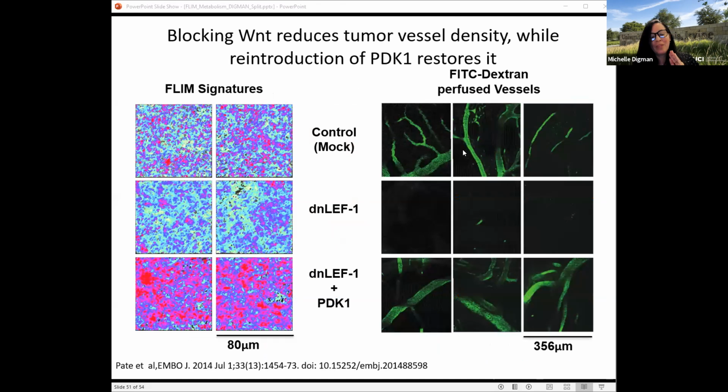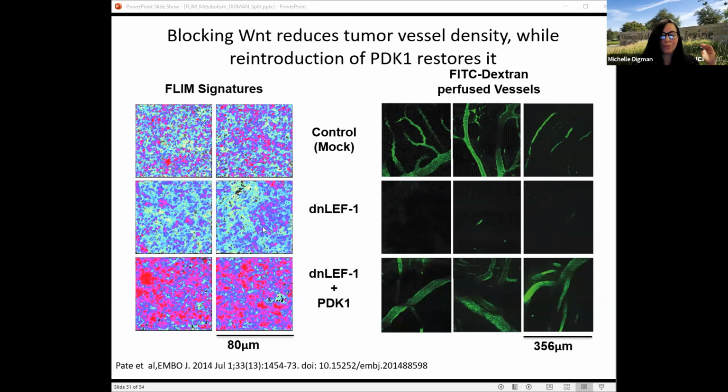So you could see here, this is the normal cancer cells. In this case, this is the control. The cells' FLIM signatures here, and you could see high angiogenesis in the perfused vessels. Now, if you shut down PDK1 with the dominant negative LEF, you see no angiogenesis. So the blood vessels were not allowed to grow into the tissue because you've knocked down PDK1 that is inhibiting OXPHOS. So you can now add PDK1 back and you'll see highly glycolytic cells.